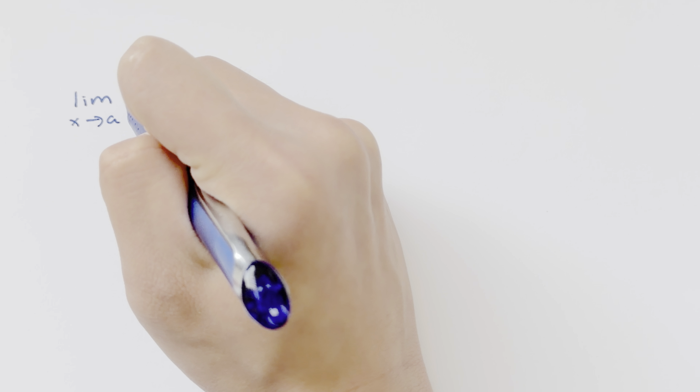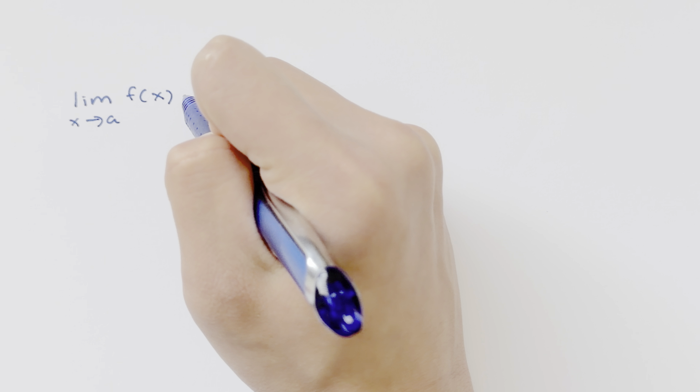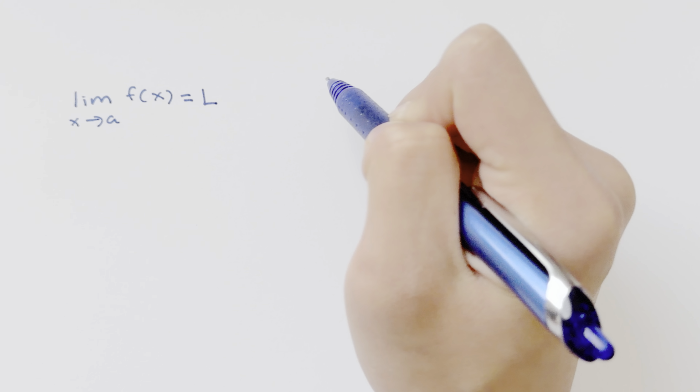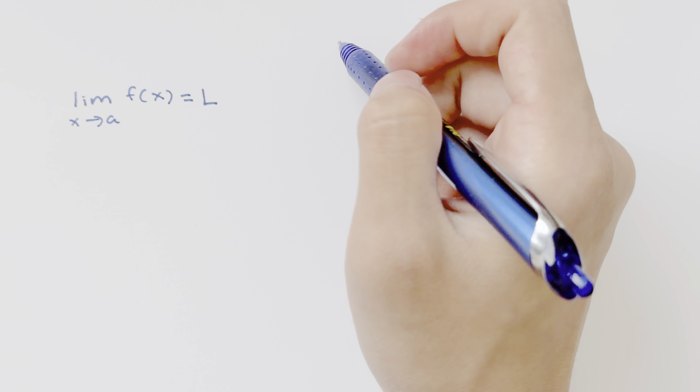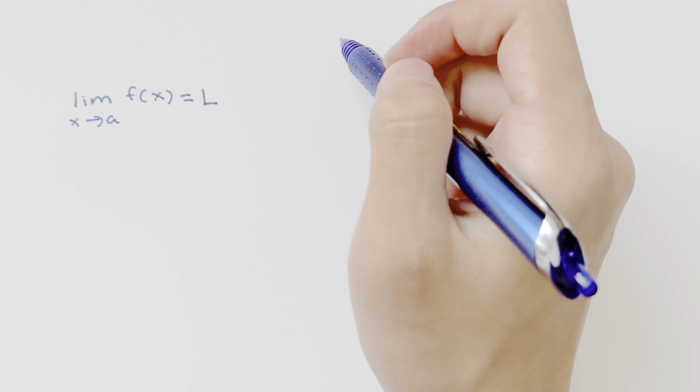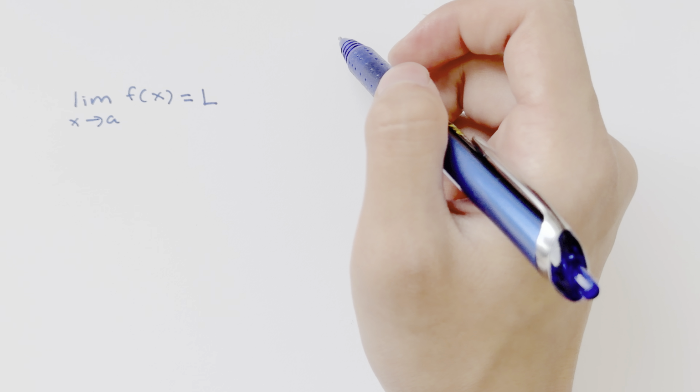A limit asks what value does f of x approach as x gets infinitely close to some number a. And we can denote this as the limit as x approaches a of f of x is equal to L. Notice that the limit does not ask for what f of a actually equals. The function does not even have to be defined at a, and the limit only cares about the behavior nearby.